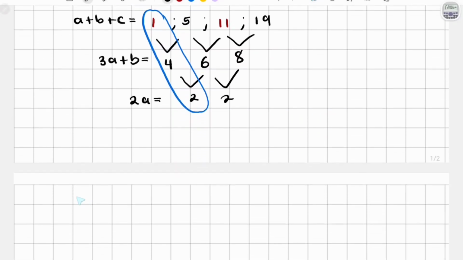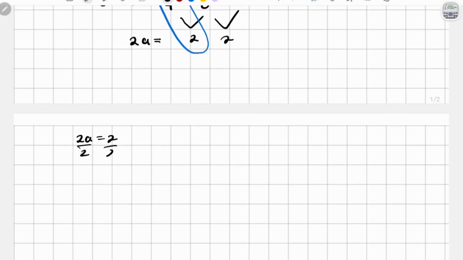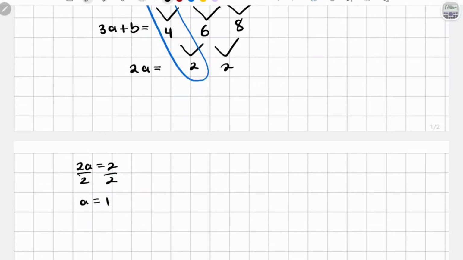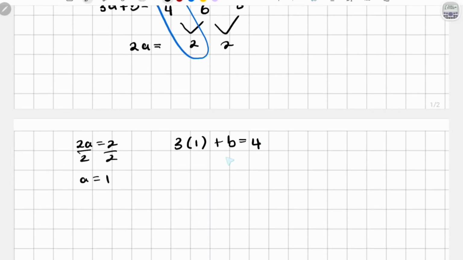Okay, so we have 2a is equal to 2. If you divide both sides by 2, a is going to be equal to 1. So we have a. Now to get b, you can say 3a, but I know what a is. A is 1, plus b is equal to the first term, which is 4, right? And so b is equal to, I still have the 4, and 3 times 1 is 3. So I'm taking the positive 3 over, and it becomes a negative 3. B is equal to 4 minus 3, which is 1.